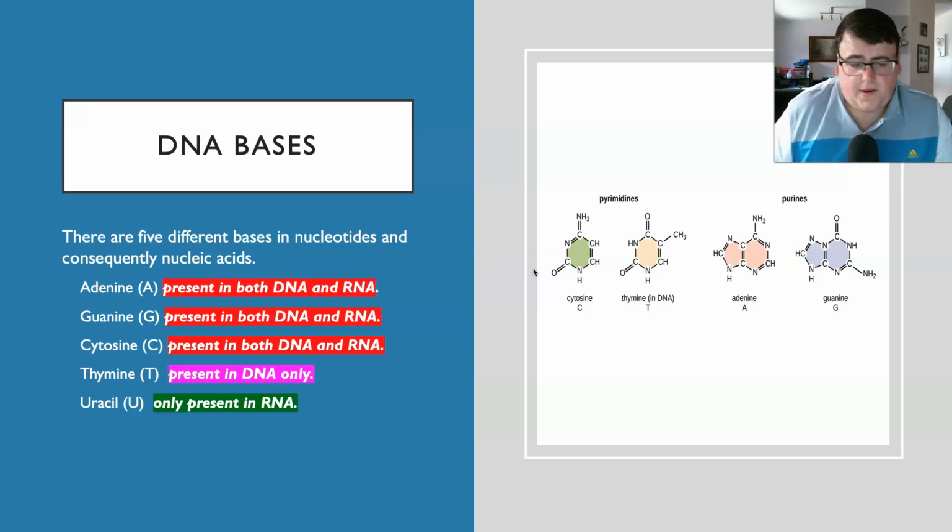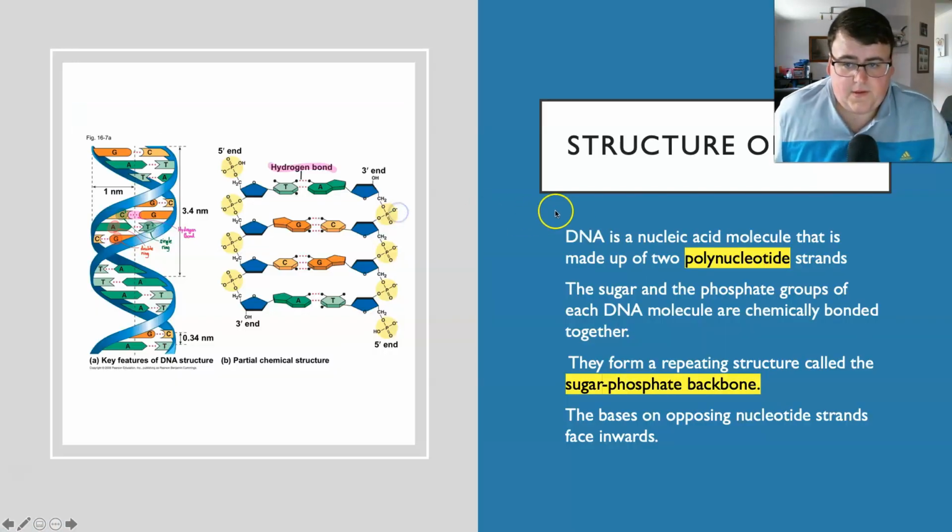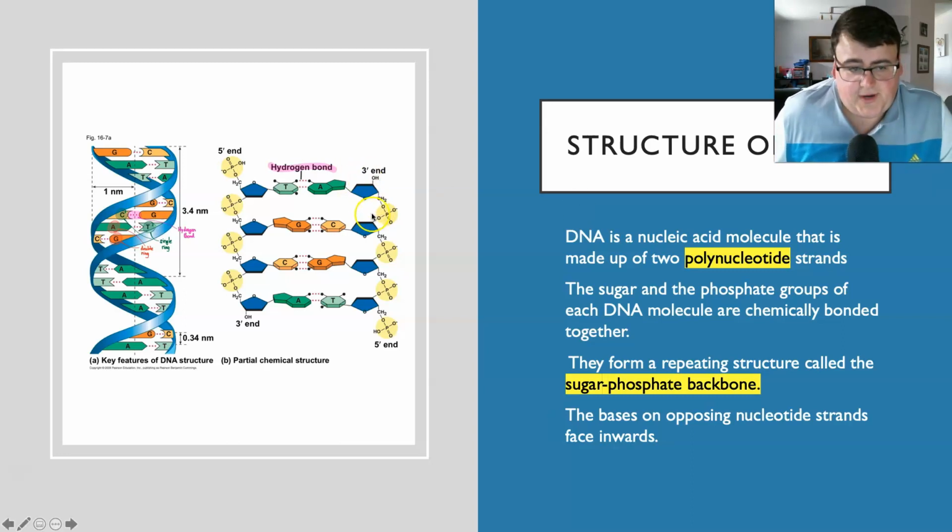Now, those bases are really important to the structure of DNA, which we'll look at in the next slide. But before we move on to the actual structure of DNA, it's a molecule that's made up of 2 polynucleotide strands. So we've got our 2 strands here wrapped around each other, or you can see in this diagram here, they've been unwound.